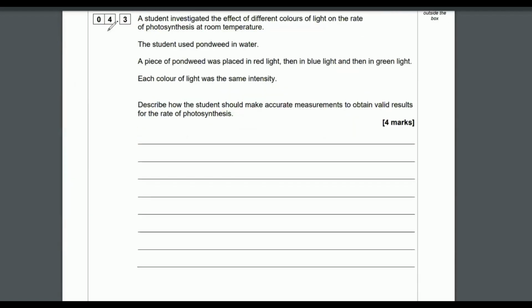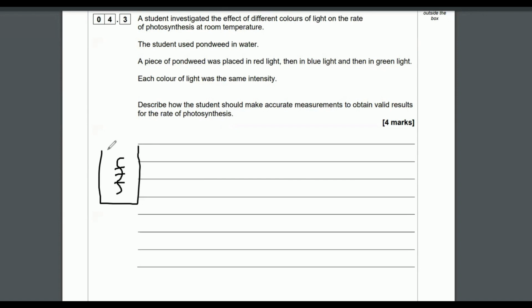Okay, 4.3. A student investigated the effect of different colors of light on the rate of photosynthesis at room temperature. The student used pondweed in water. A piece of pondweed was placed in red light, then blue light, then green light. Each color light was the same intensity. Describe how the student should make accurate measurements to obtain valid results for the rate of photosynthesis. So essentially what they've done here, they've got some pondweed.